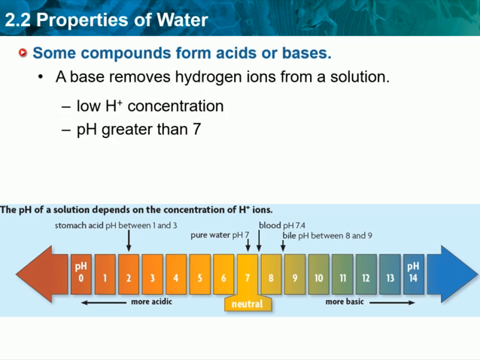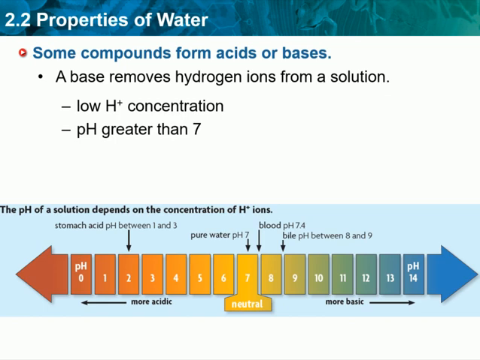Bases are compounds that remove H+ ions from a solution. When a base dissolves in water, the solution has a low H+ concentration. A solution's acidity, or H+ ion concentration, is measured by the pH scale.